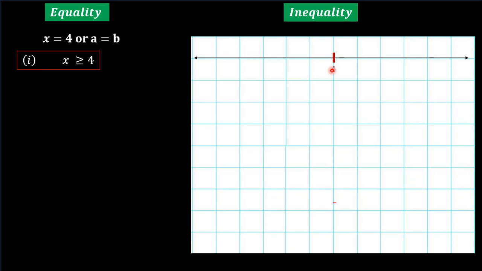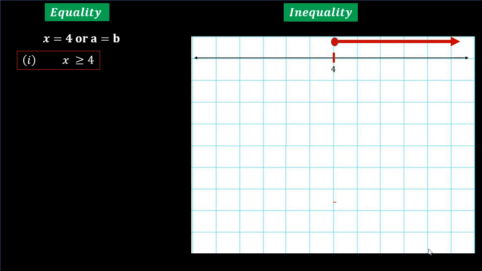But the numbers that are lesser than 4 are restricted for this particular variable x. So we can have a number line which is giving us the numbers towards the right of this 4. It can be 4.1, 4.2, 4.5, even 5, 5.1, 5.2, 6, 7, 8, up to infinity.